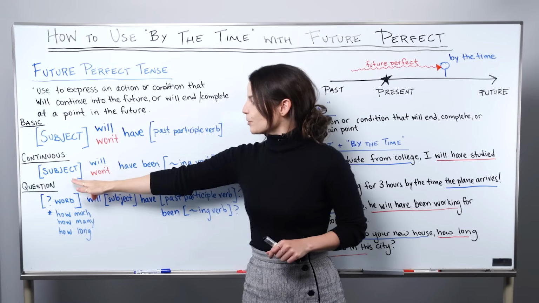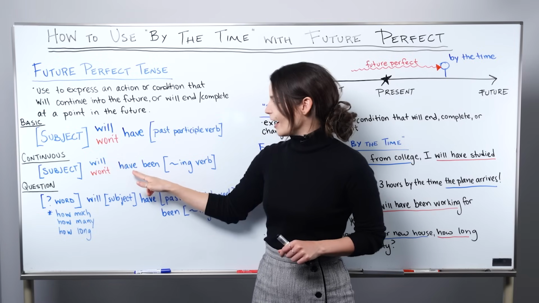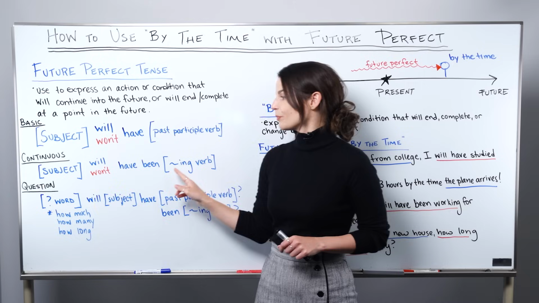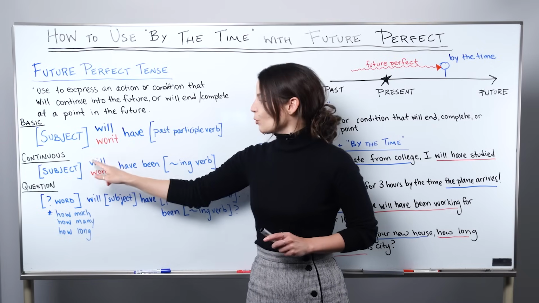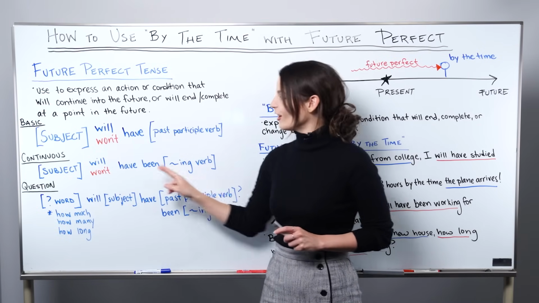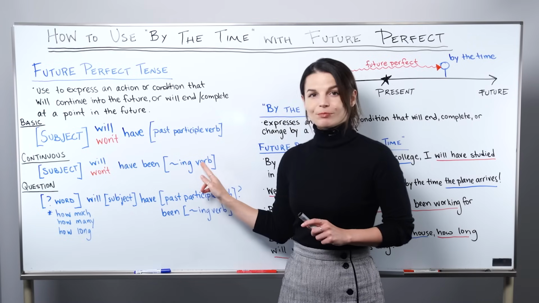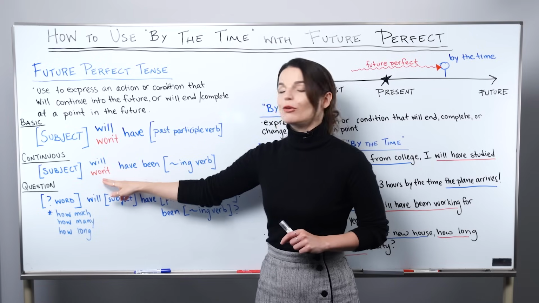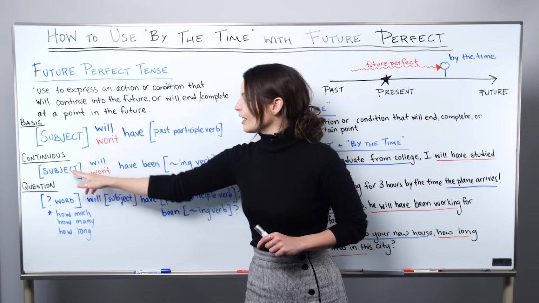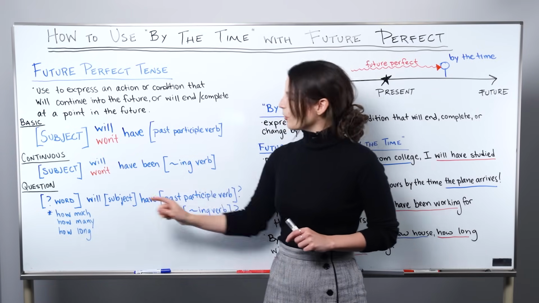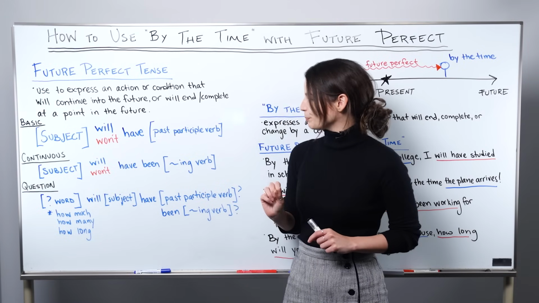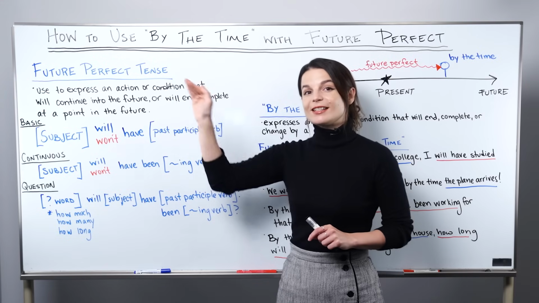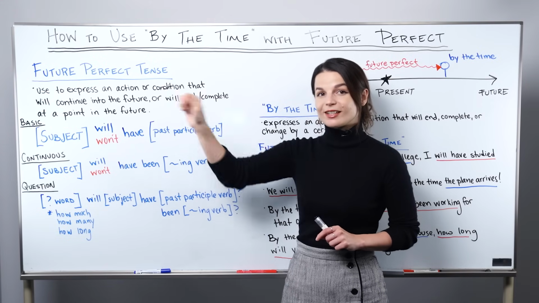We use subject plus will, have, and then been plus the ing form of the verb. So, for example, she will have been eating, or he will have been sleeping, and so on. To make this structure negative, we put won't before have been. So again, he won't have been sleeping, or she won't have been working. So we use this to mark actions in the future that are continuing, or that we expect will continue.